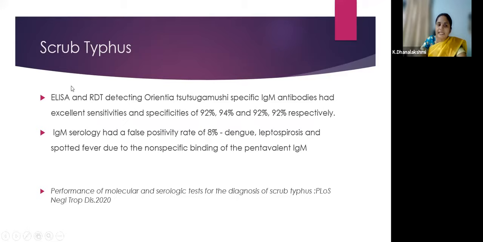And nowadays there are recently RDT kits which detect IgM antibodies. They are going to come, and they are quoting excellent sensitivity and specificity, 92 to 94% sensitive. Specificity is reasonably good at 92%. The only disadvantage is that some 8% have false positivity to other tropical diseases, including dengue, leptospirosis, and other rickettsial infections like spotted fever, because of the non-specific binding of pentavalent IgM. So always we have to remember this caveat while interpreting the results.